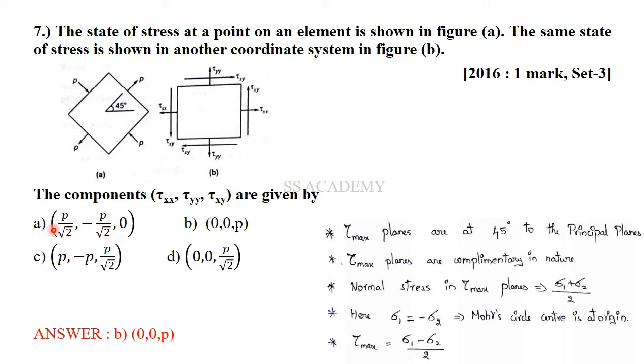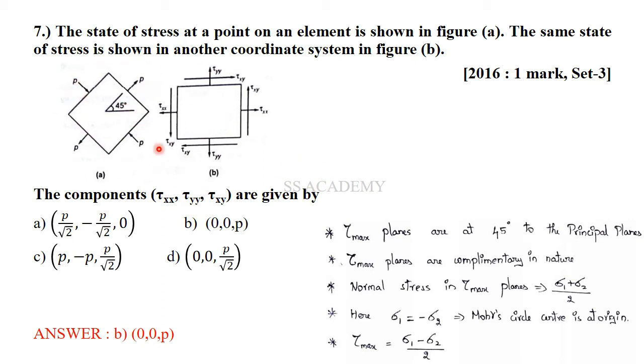Here you can see the options A, B, C and D as P by root 2, minus P by root 2, and so on. You have to determine tau xx, tau xy and tau yy. They have given this as the actual loading condition. This represents a particular plane at a point in this element. If you consider this as an element and this as a particular plane, you can understand that this plane is at 45 degree to the actual loading condition.